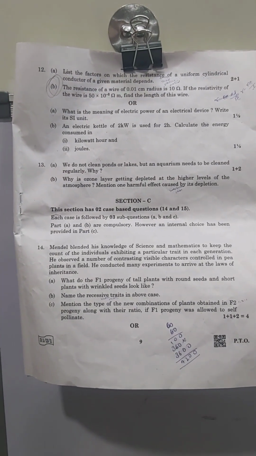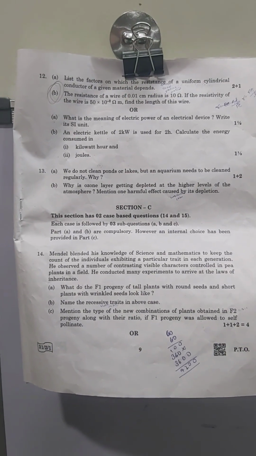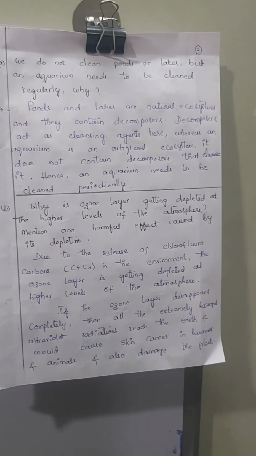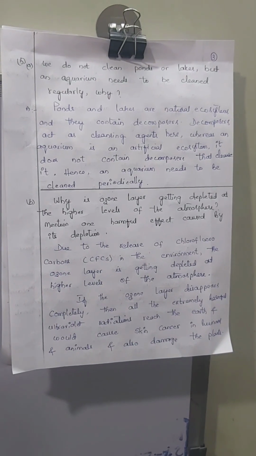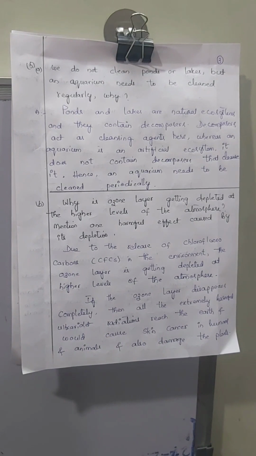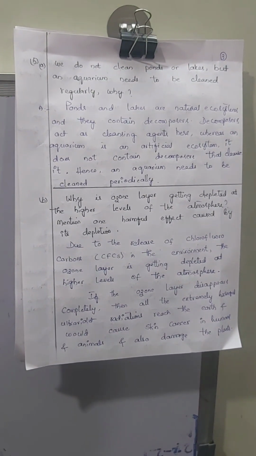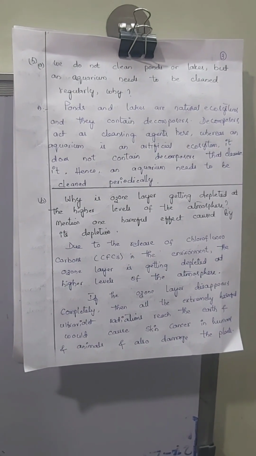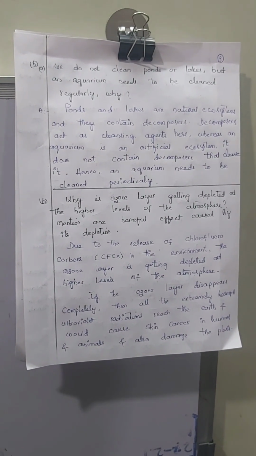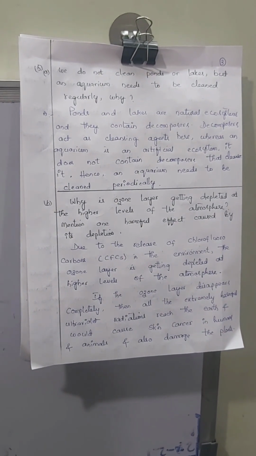In the 13th question only, B1. Why is the ozone layer getting depleted at the higher levels of the atmosphere? Mention one harmful effect caused by its depletion. Now, let us discuss the answer. Due to release of CFCs, that is chlorofluorocarbons, in the environment, the ozone layer is getting depleted at higher levels of the atmosphere. If the ozone layer disappears completely, then all the extremely harmful UV rays reach the earth and would cause skin cancers in humans, animals, and also damage the plants.